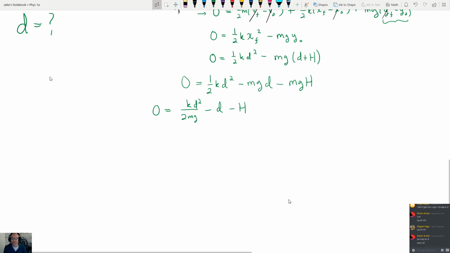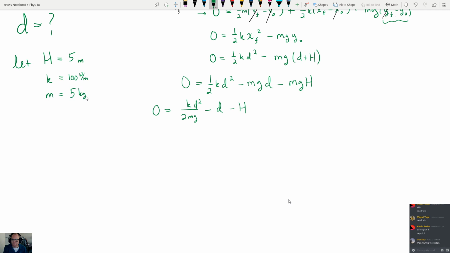So let's pick some numbers. Let big H be equal to, let's say, 5 meters. Let our spring constant be, this may give us answers that don't make any sense, by the way, but I think it should work, like 100 newtons per meter. And we'll let the mass be like 5 kilograms. And I don't know if this will help, but let's make g equal to 10.